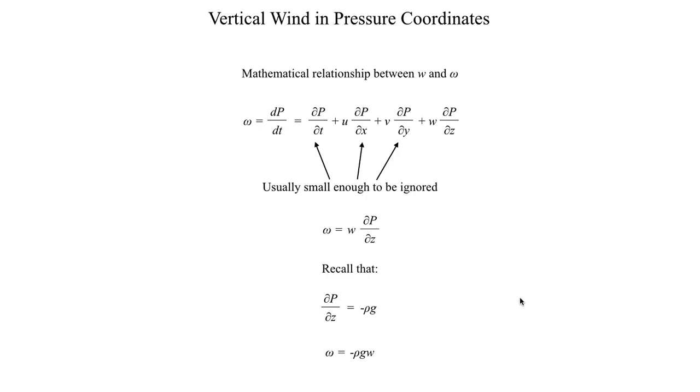So that's going to do it for this second segment on pressure coordinates, a look at how the vertical wind changes in pressure coordinates. And in the next segment, we're going to take a look at how the mass continuity equation changes when we go into pressure coordinates. So with that, I will see you all in the next segment.